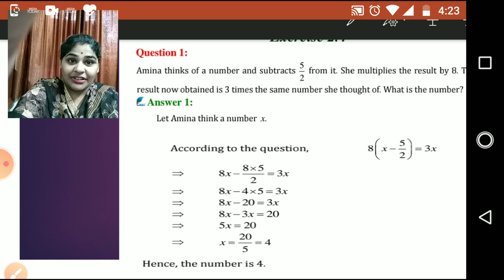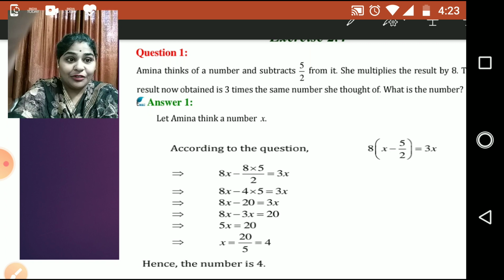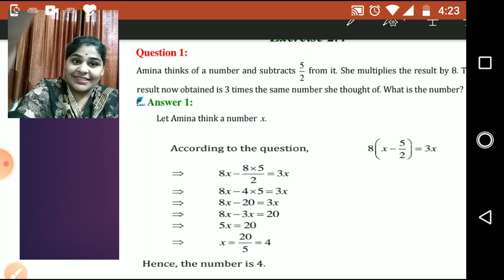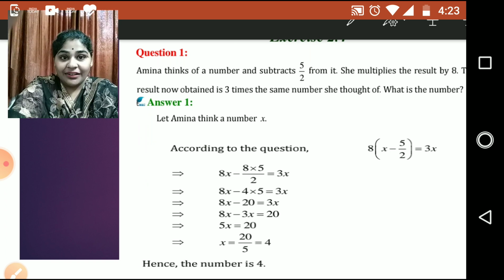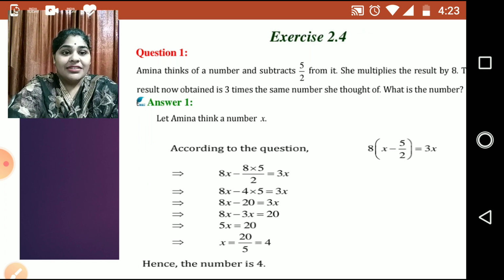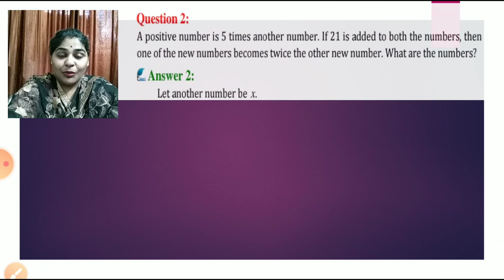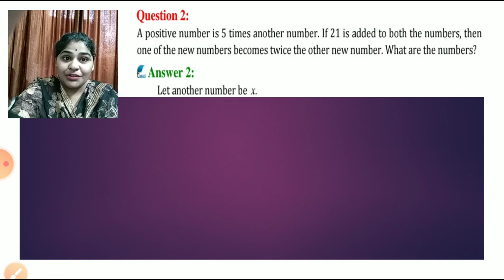How to cross check, children? You can substitute the value of 4 in the given equation and check whether left hand side is equal to right hand side. Okay, so this you can do later on. So this was our first question. Let us proceed. Let us see one more example today. So this is the next question now.